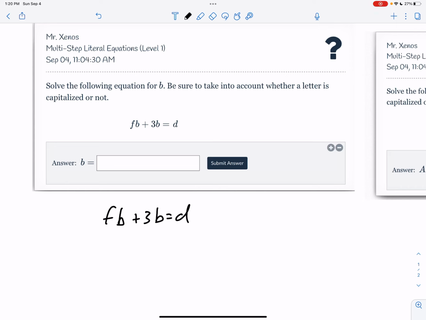So instead of writing this, I can say, all right, I'm going to put b times parentheses, and what's in the parentheses is this term divided by that b, or without that b. So fb divided by b, the b cancels, and I get f. 3b divided by b, I get 3. And that's really it. We're just undoing the distribution.